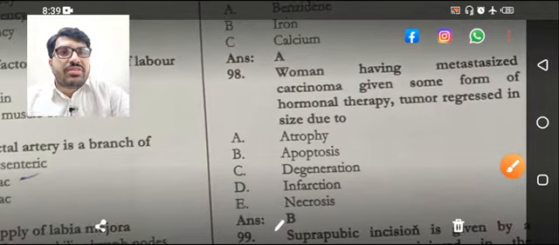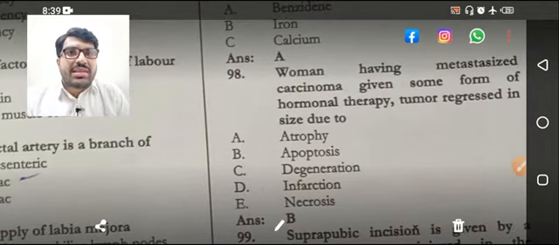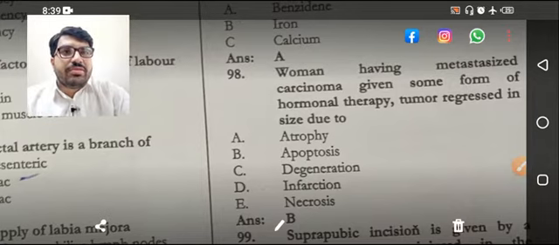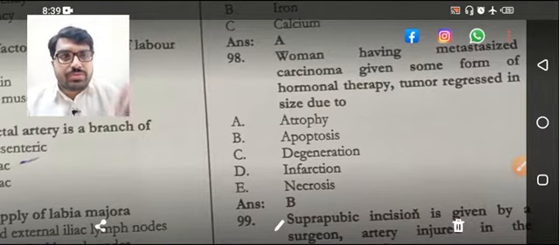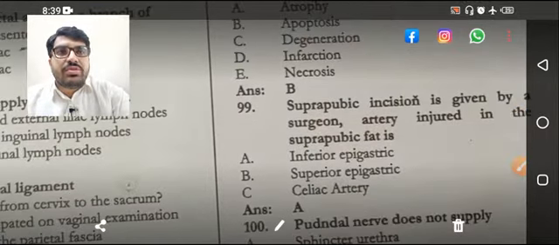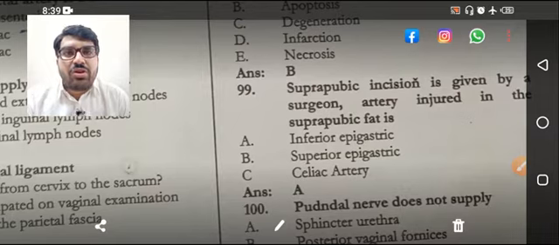Women having metastasized carcinoma, you give hormonal therapy, they regress in size due to, now this is apoptosis, programmed cell death. Suprapubic incision is given by the surgeon. Artery injured in the superficial fat is the inferior epigastric artery. Inferior epigastric artery.